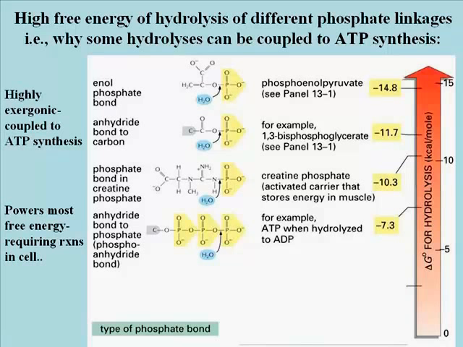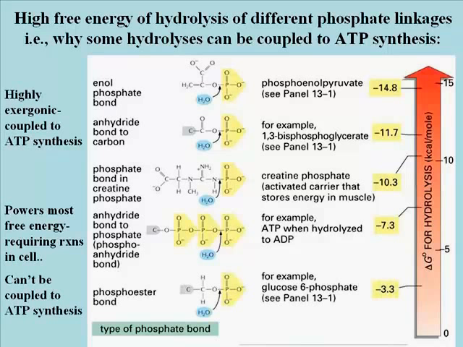Lastly, there are many phosphate ester linked molecules. We've seen some of them, like glucose 6-phosphate shown here, or AMP, adenosine monophosphate, whose hydrolysis, while exergonic, will not release enough free energy to be coupled to ATP synthesis.